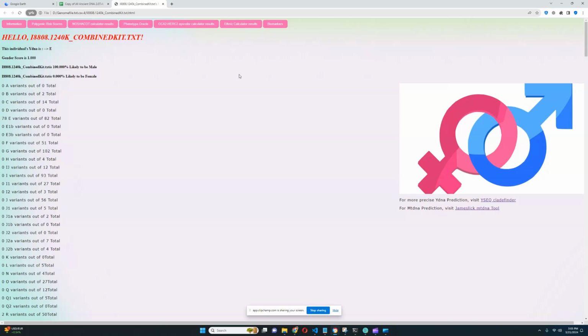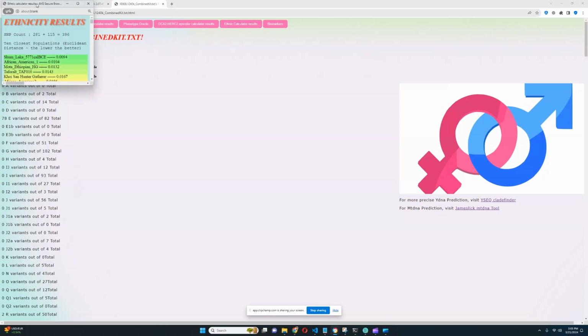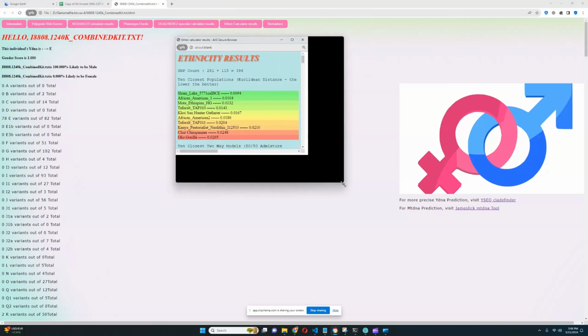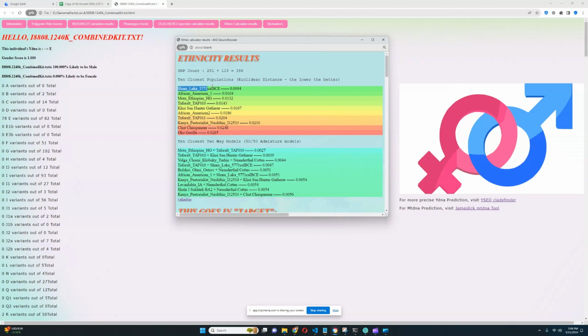So we're going to go ahead and look at his ethnic calculator results with my trait predictor. And here he shows up as being closest to Shamlaka, followed by African Americans. Group 1 is actually a more European admixed African-American group, followed by Mota, Ethiopian hunter-gatherer, followed by Tafaraut, which is a Eurasian group actually, followed by Khoisan hunter-gatherer, African-American 2, which is more of a pure sub-Saharan African group of African-Americans. Followed by that is Tafaraut, once again, different individual.